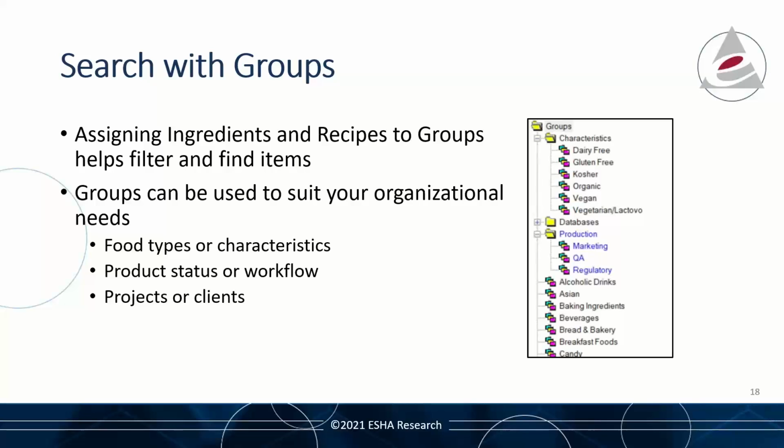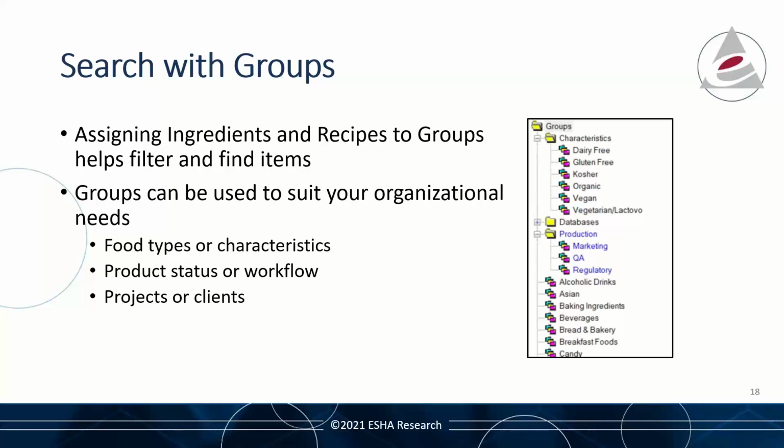And we've touched on groups in previous webinars, but again, groups in Genesis can be used to help you organize the many records that you'll create in your work. You can use groups to help filter when searching. And Genesis comes pre-populated with groups related to the database, sections related to food characteristics like gluten-free, vegan, kosher, and groups that are based on the food types. You can see a few of those here in this example.